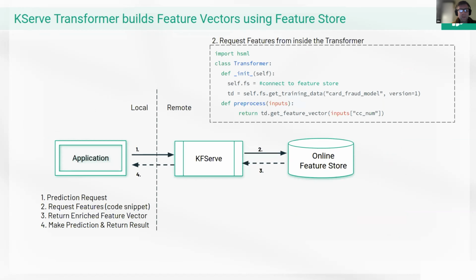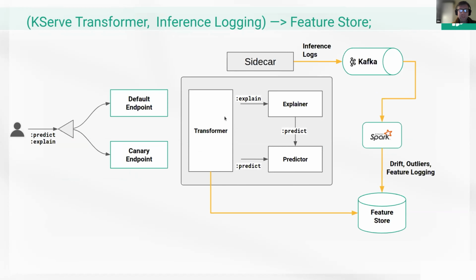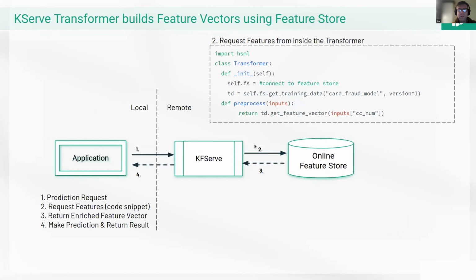So let's look at that in a little bit more detail. How do we plug in the transformer to the feature store? Well, we can see here we have an application, and the application is sending a prediction request, step number 1, to KServe. What KServe has internally, we know, is this transformer, and the transformer receives the prediction request first, and it's going to send it on to the predictor. So what the transformer will do is request features, as we can see here. This is transformer code.